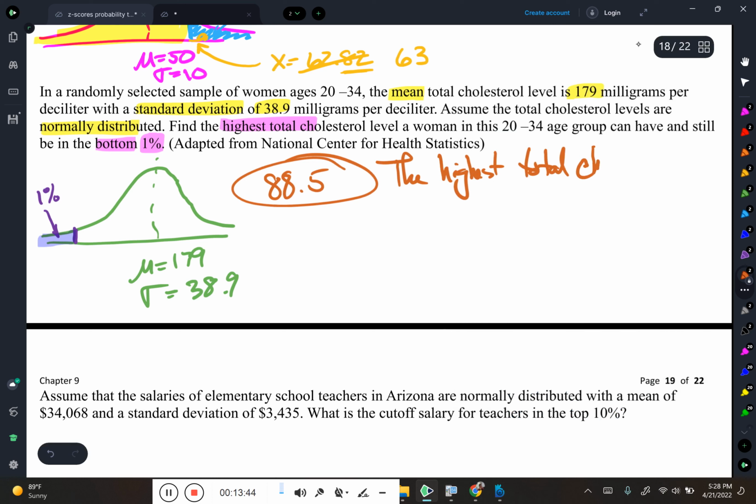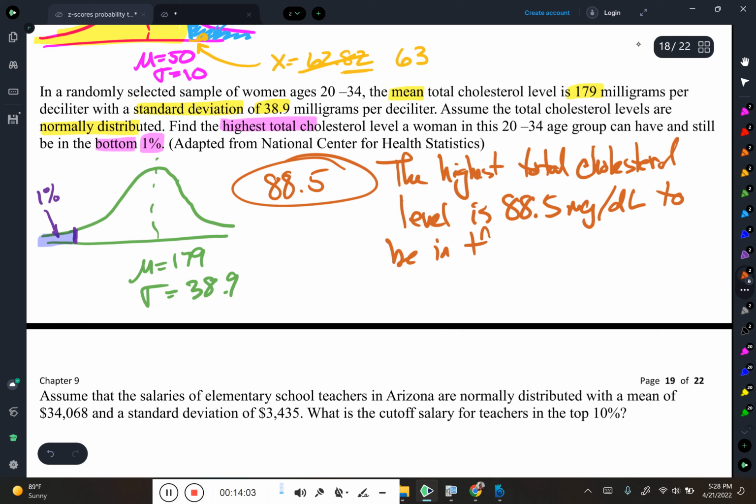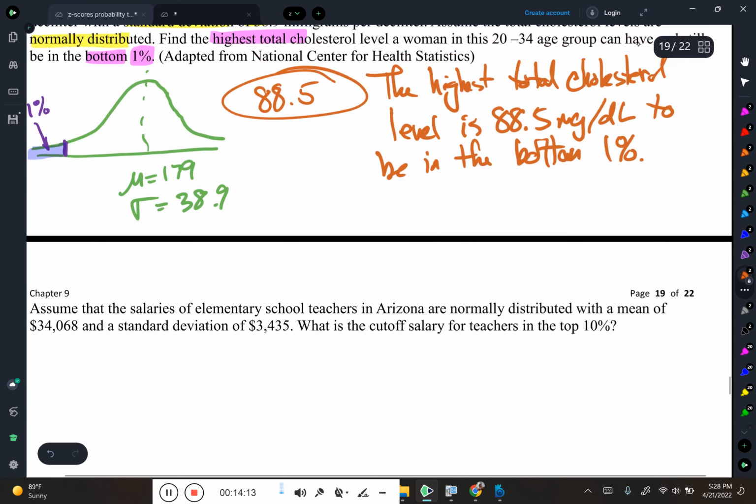So the highest total cholesterol level is 88.5, and these are what, milligrams per deciliter, to be in, what is it, the bottom? Yeah, the bottom 1%. Okay, well, that wasn't too bad.